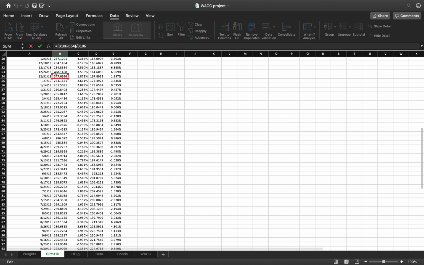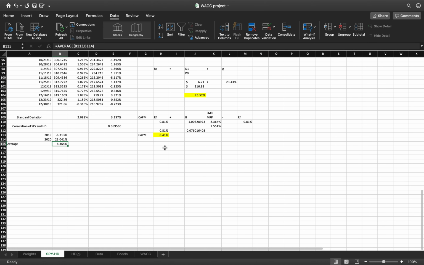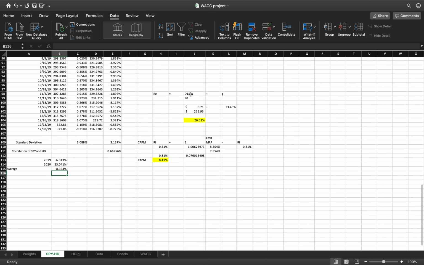I repeated the same process for 2020, so I just did the last price of 2019 and the last price of 2018, because that was closer to January 1st than this one was. And that gave me a value of 23.041%. And in order to find your market risk premium, this is going to be the average of these two, which I put in the Excel function, equal average, and highlighted both of these cells. And that gave me 8.364%. And that's just going to be your market risk premium for CAPM.